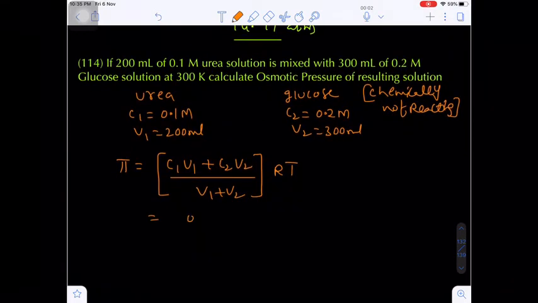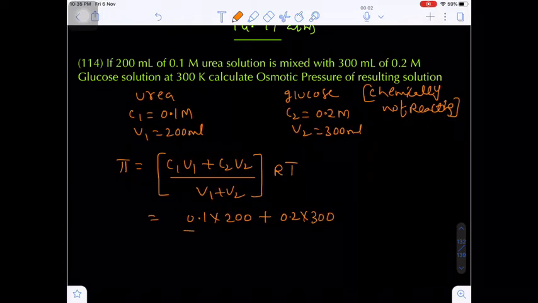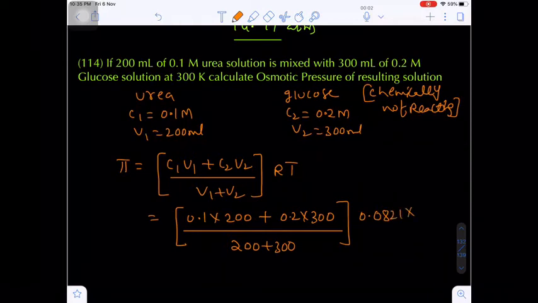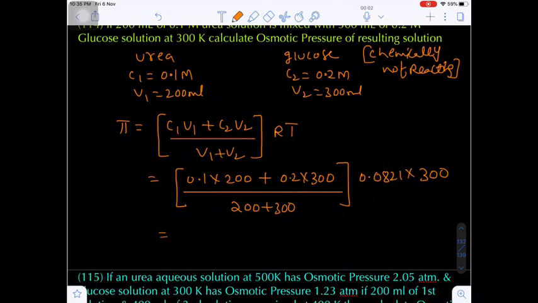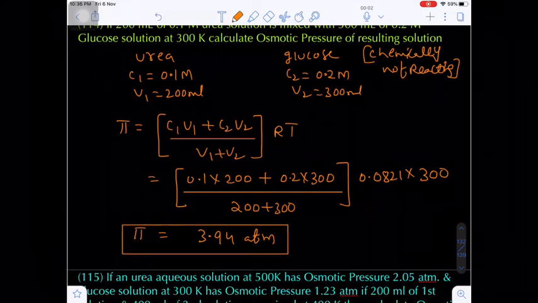Okay. What is the C1 value? 0.1 molar. Volume will be 200 ml plus C2 will be 0.2 molar. Volume will be 300 ml and total volume will be 200 ml plus 300 ml, that is 500 ml. Multiplied by what is the R value? 0.0821 and the temperature value here 300 Kelvin. So after simplification you will get 3.94 atmosphere after intermixing of the two solutions. Yes or no? This is the final answer.